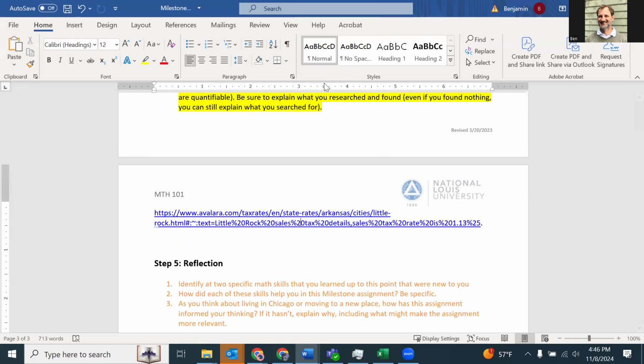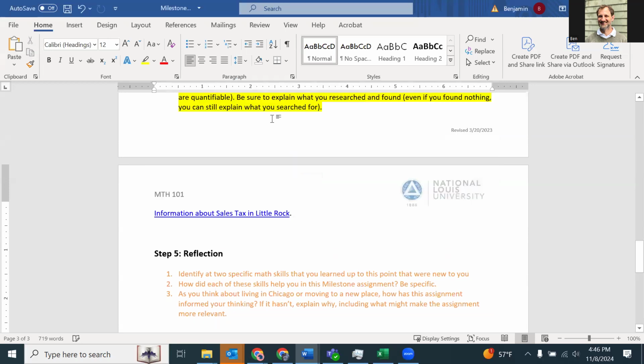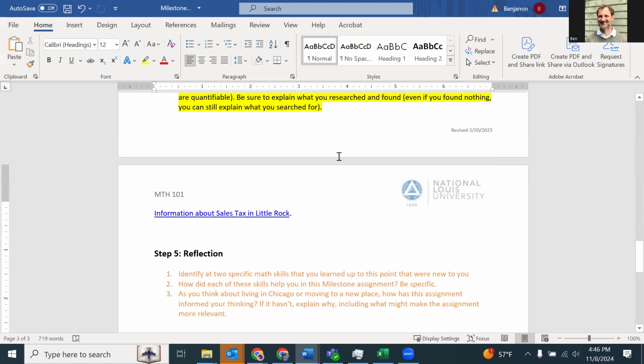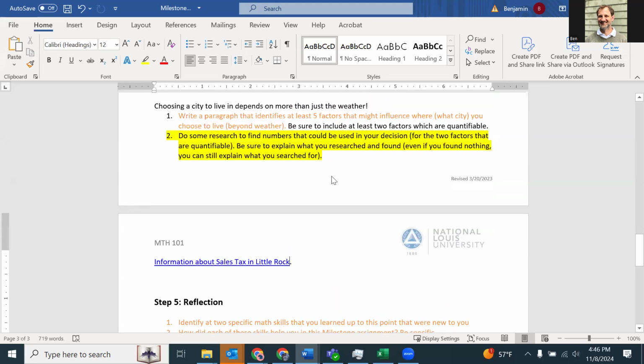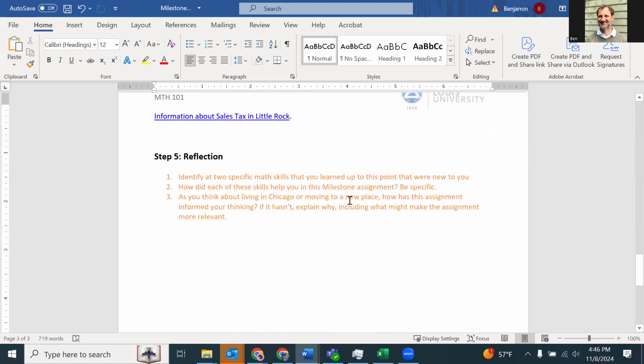You go edit hyperlink and you can say the text to display information about sales tax in Little Rock. And what that does is it cleans up the link so that all the crazy HTTP stuff is behind the blue stuff. But be sure to answer the question, right? Always in the research questions, there's a link and then there's some answering about what you found. Then you're into the reflection and you're done.